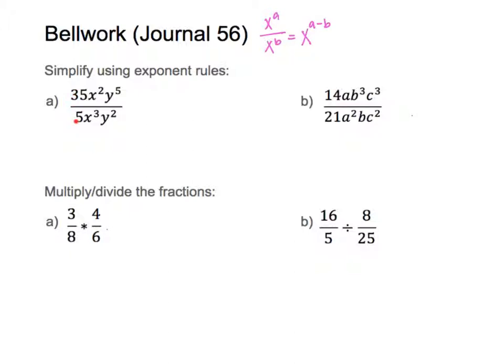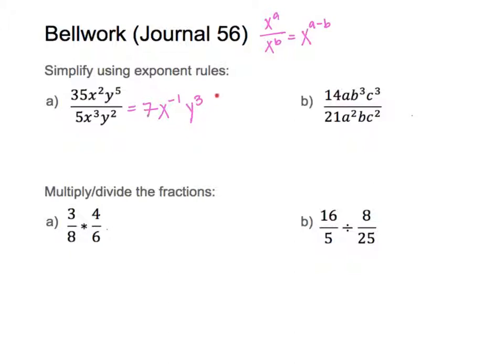So the 35 and 5 are numbers. So if I take 35 and divide it by 5, that's 7. And for the variables, x with x, when I divide, 2 minus 3 gives me x to the negative 1 power. If I take y to the 5th power divided by y to the 2nd power, 5 minus 2 gives me y to the 3rd power.